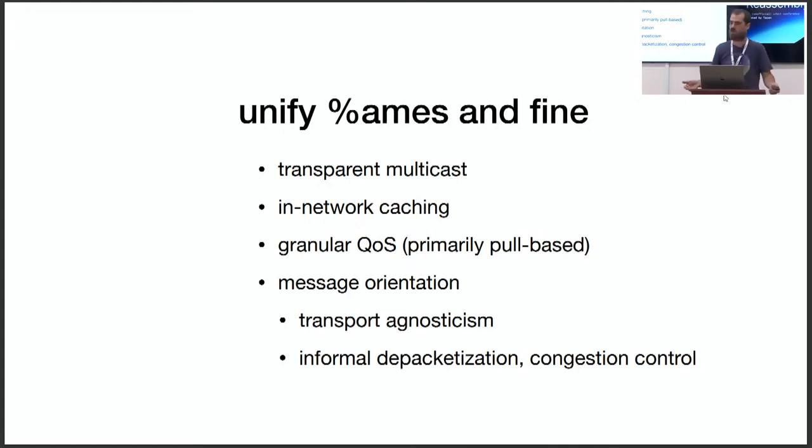Again, this is just this trivial point. The intent is legible in the data. The network can do more for you. And then we talked about informal depacketization and congestion control.